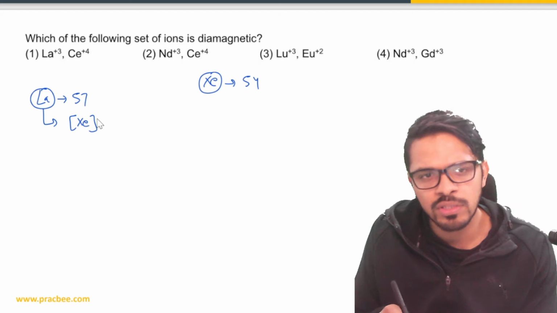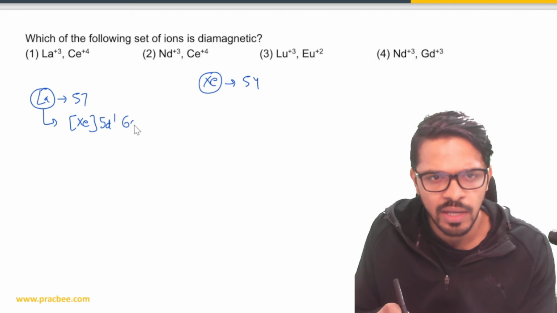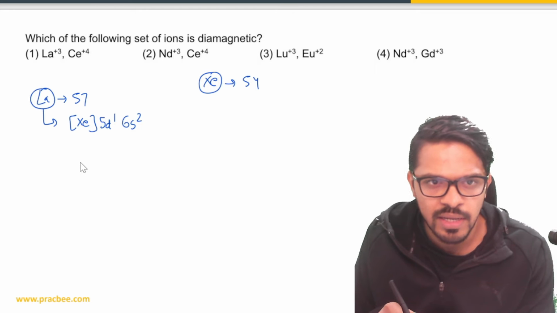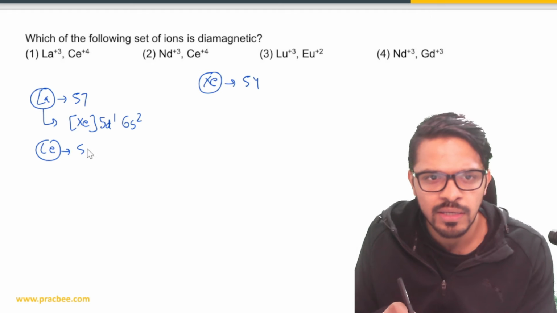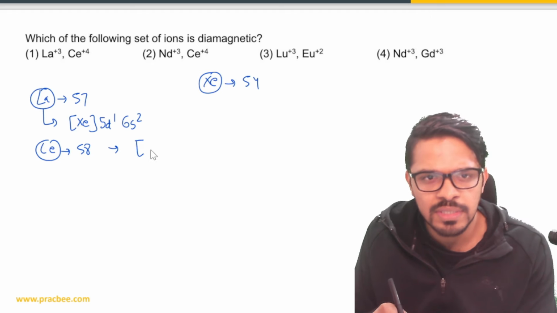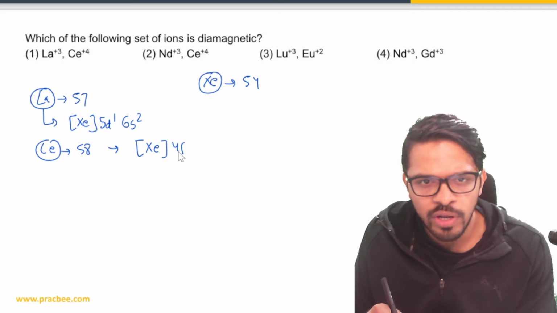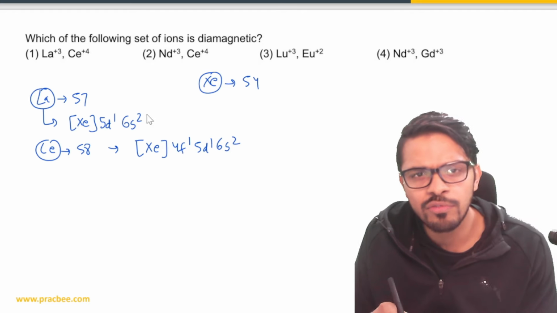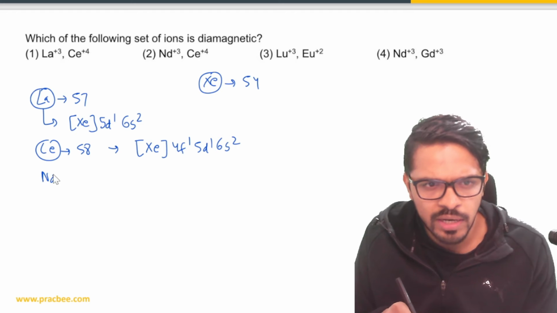Then three electrons have to be added. So the first electron I would add in 5d, then I'll add two electrons in 6s. That is lanthanum. Next we go to cerium. Cerium is 58, and we know cerium has an electron in 4f, so 4f1, 5d1, 6s2. Let us write the electronic configuration for each of them first of all. So neodymium is 60.